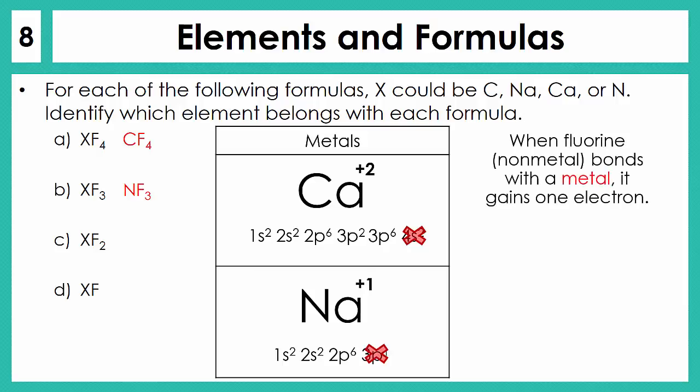Fluorine, which is a nonmetal, whenever it binds with a metal, is going to gain electrons. So the metals are losing electrons, the nonmetal is gaining electrons. In the case of fluorine, it has 7 valence electrons, which means that it needs to gain 1 more in order to have an octet. So the charge that fluorine would have would be -1.